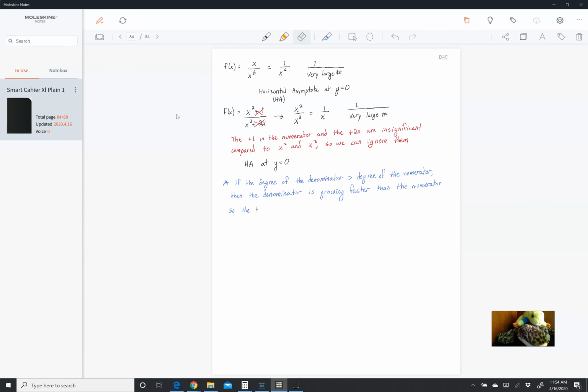So the horizontal asymptote is at y equals 0. Okay, so this is our first big thing. This is our first possibility. But then we have other possibilities, right? Because sometimes it doesn't simplify to 1 over a very large number. Sometimes it simplifies to something else.